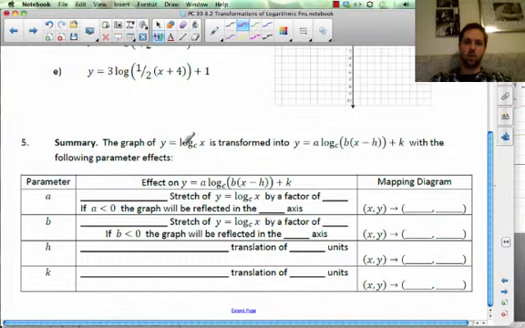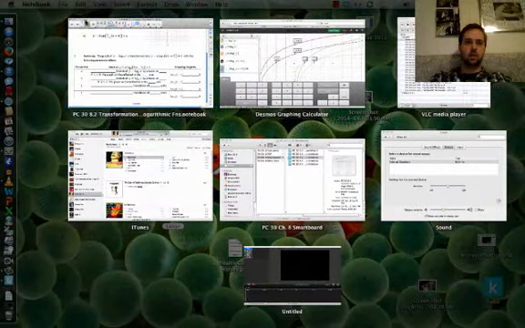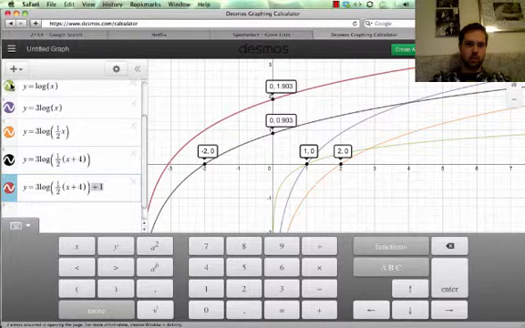The graph of y equals log base c of x is transformed into y equals a log base c of (b times (x minus h)) plus k with the following parameter effects. And you know most of this already. A is a stretch. Now, what kind of stretch does a apply? Let's take a look. So we start off with our green one as our original function, then purple was stretched by a factor of a. So green was like this, purple was stretched. Now, we haven't changed.